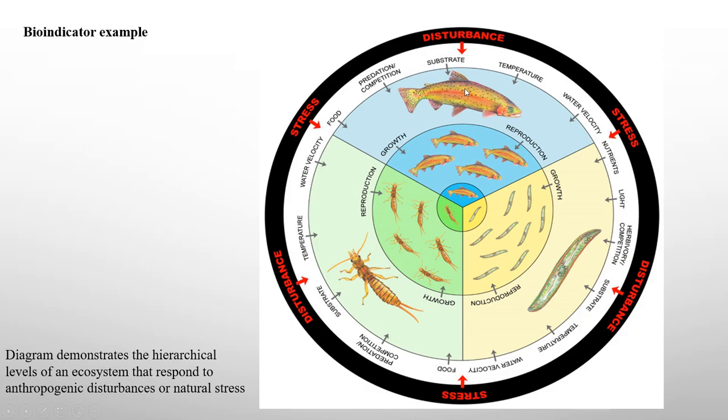The first one is the cutthroat trout, a particular species, the second is the salmon fly present within that aquatic environment, and the third is a diatom named Phaeodactylum. These three species of organisms reside in a particular aquatic environment. Now the middle ring represents the population of this organism, and the innermost color ring represents the community in which all these three species coexist.